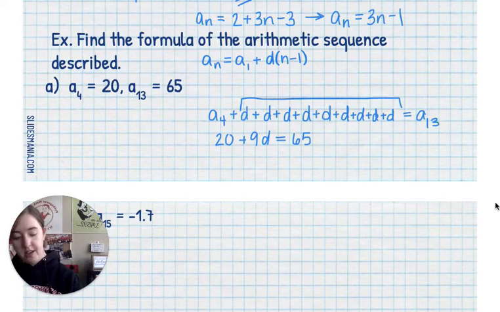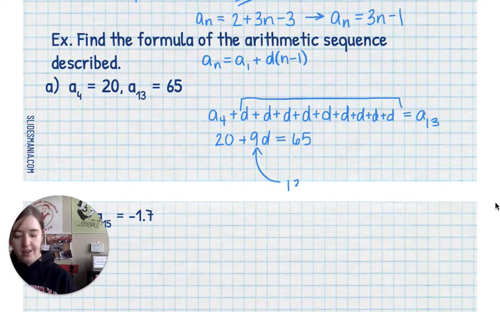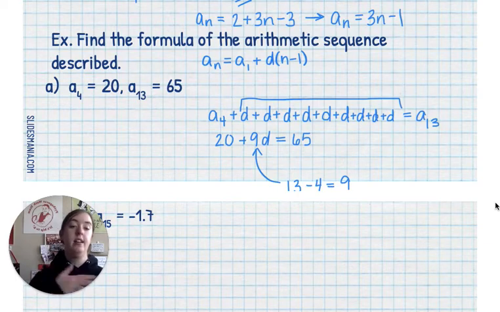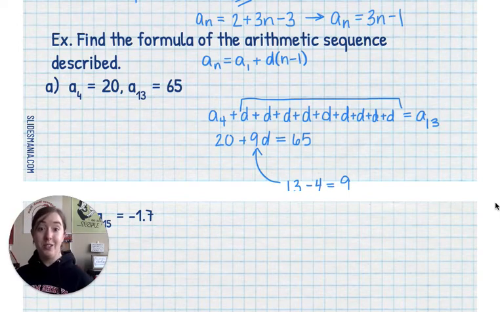Now, here's one thing that I want to point out to you real quick. That number 9, here's how we get that. We took our later term number minus our earlier term number, so we knew how many times we had to add that common difference. So we had to take 13 minus 4. All right, so now we'll go ahead and start solving for D.